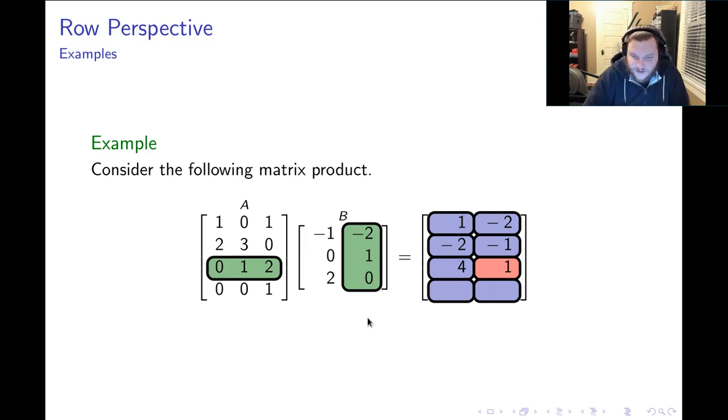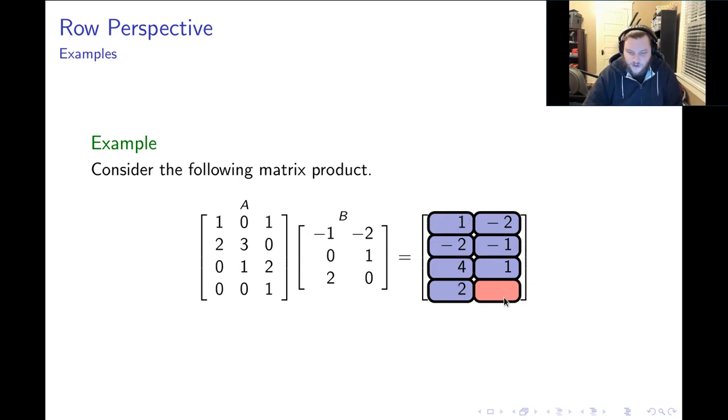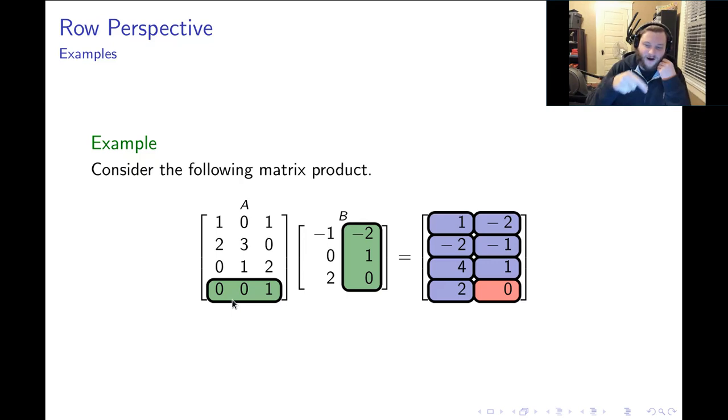And then for the last 2 entries in the last row of our product, the first one is in the 4, 1 position. So now we take an inner product of the fourth row of A with the first column of B. That's equal to 2. And finally, for the last missing entry, which is in the 4, 2 position, we take an inner product of the fourth row of A with the second column of B, and that ends up equaling 0.